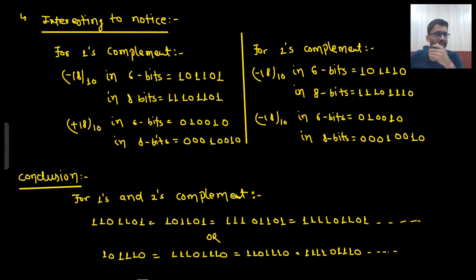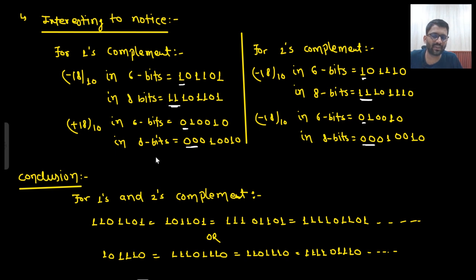A very interesting thing is about to come. You will see a proof of a very interesting thing, like no one will ever teach you. Now in plus 18, this was the sign bit, so that is being repeated. In minus 18's 2's complement, this was the sign bit which is being repeated, right?